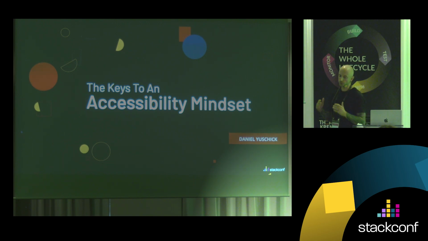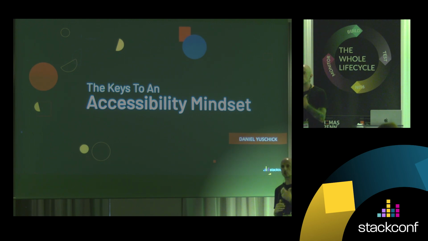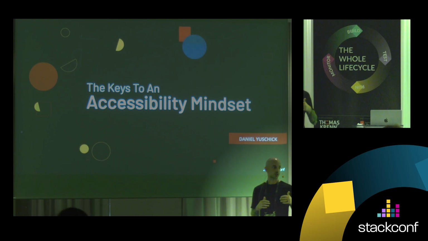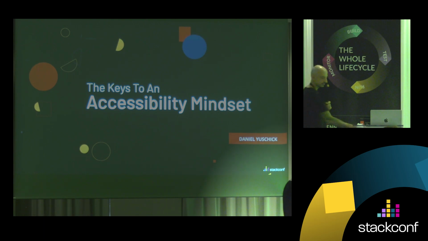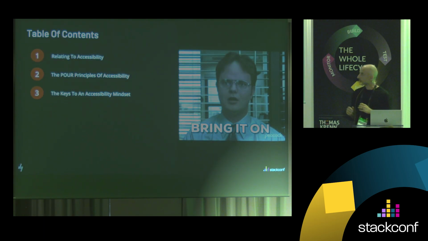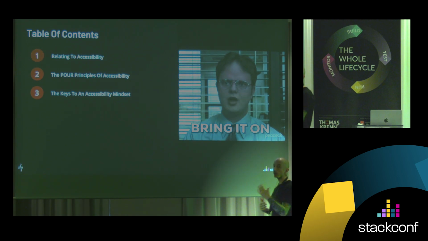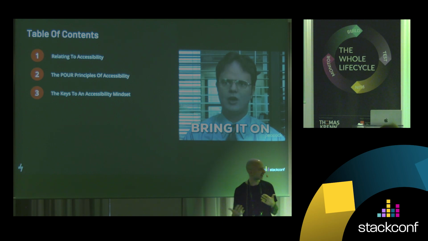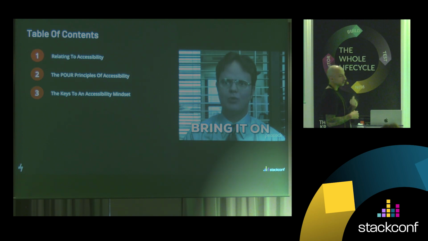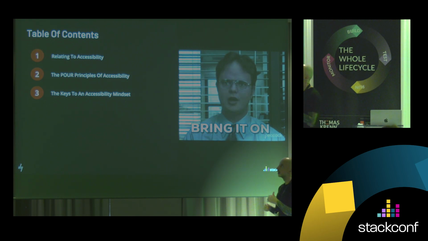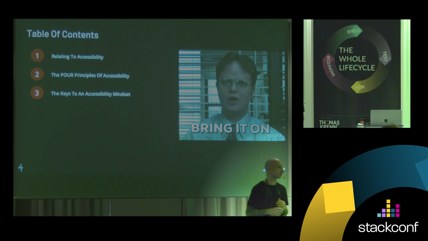So today I want to go through the keys to an accessibility mindset and find ways that we can make accessible choices at the earliest stages of our design and development. At first, we're going to find out how we all relate to accessibility and how we all benefit from it, whether we're aware of it or not. Then we're going to quickly address the 4 core principles of accessibility, and then we're going to see how we can apply those principles in our keys to an accessibility mindset.